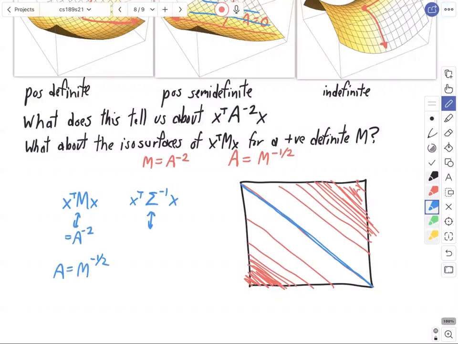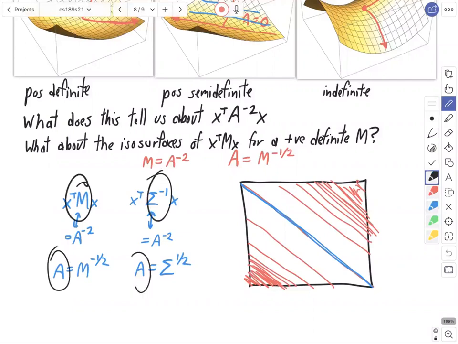Or in the case of the anisotropic normal distribution, you want to set sigma to the minus 1 equal to A to the minus 2. And the solution to that is A equals sigma to the 1/2. We'll see more of that later, so I don't want to dwell on it too much yet. But the idea is someone gives you an M, or someone gives you a sigma, and you want to know from that, what is the A that's going to give you the intuition about what those isocontours look like. And it's the eigenvalues of A that will be the radii of the ellipses. That's why we care, of the ellipsoids.